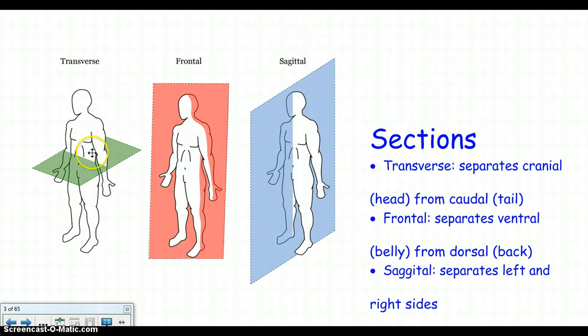They don't need to be exactly down the middle. They just got to separate one side from the other. So this section could be made further up here, but it's still separating the head from the tail. And this section could be further forward, it's still separating the belly from the back. And this section here is separating the left from the right half, but you could do it more over on the right if you wanted to.